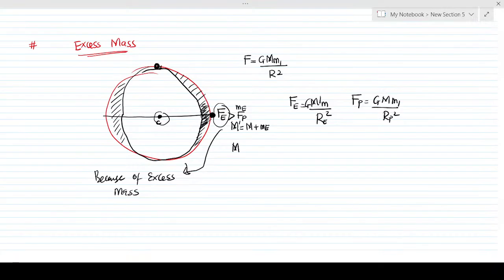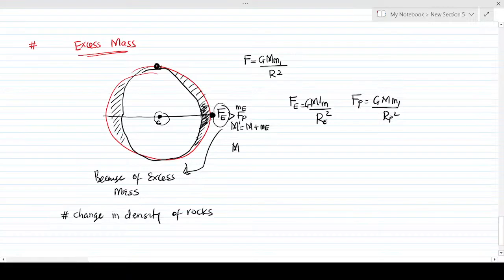Then the next one is the change in density of rocks. That one is very simple. When we talk about change in density of rocks, we know that the crust is made up of different rock types.